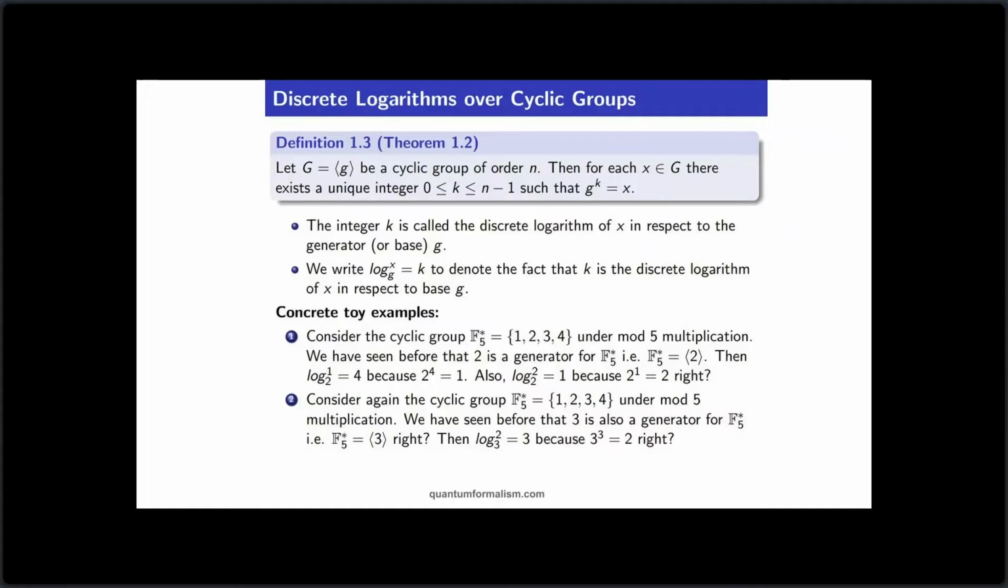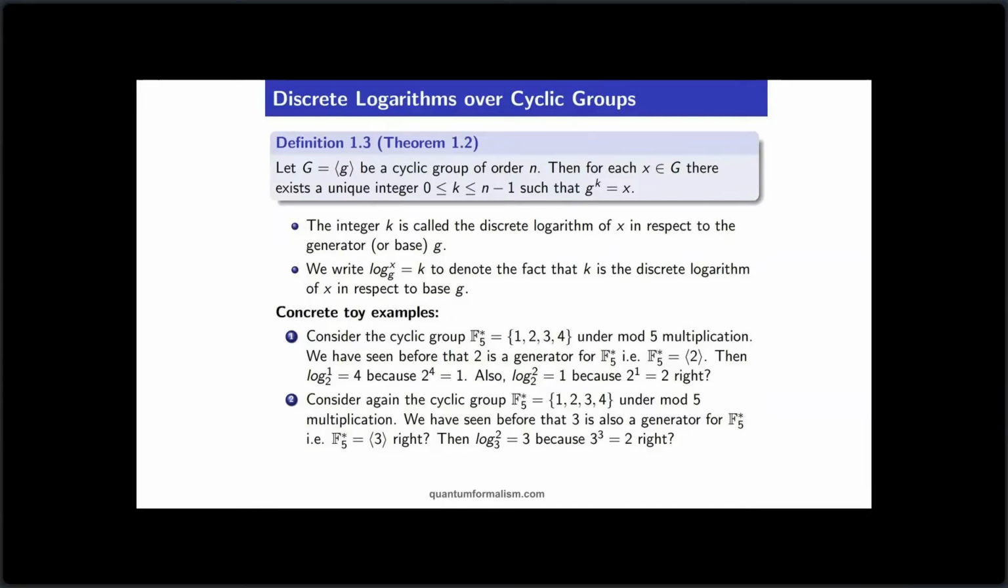If you have a bit of doubt, just go back to the previous session, where we went through this. Now, the integer k is called the discrete logarithm of x with respect to the generator g. Often we also say the integer k is the discrete logarithm of x with respect to the base g. If you are a group theorist, you will just say generator. If you are a computer scientist, you normally use the word base. It means the same thing.